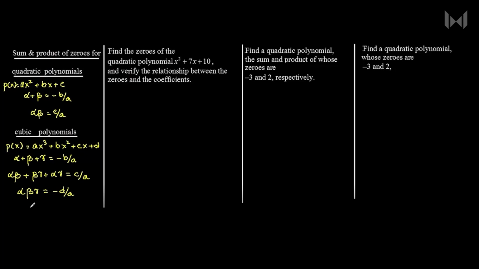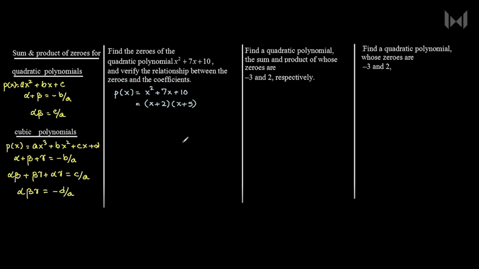Now, talking about the zeros of the quadratic polynomial x square plus 7x plus 10, what we do is we start by taking p(x) is equal to x square plus 7x plus 10. Now we need to factorize this. So to factor this, we need to break up 7x into two parts, which add to give 7 and which multiply to give 10, and the numbers are 2 and 5. So we shall get the factors of this as (x plus 2) into (x plus 5).